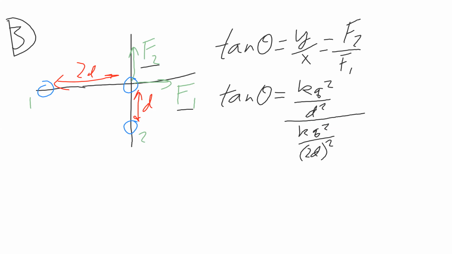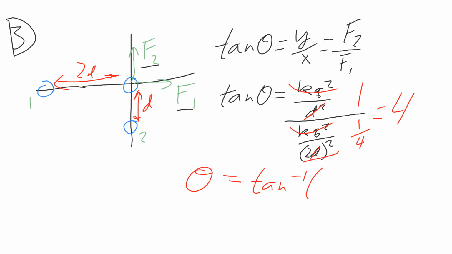All right, now I can go ahead and cancel. What's going to cancel here? The kq squareds, those will both cancel. My d's will cancel, but make sure I still have a 2 squared on the bottom down here. But the d squared will cancel. So I essentially just have a 1 on the top, and then I have 1 over 2 squared, or 1 over 4, on the bottom, which is actually all equal to just 4. So I have tangent of theta is equal to 4, and then you just have theta is the arctan of 4, which will come out to 76 degrees.